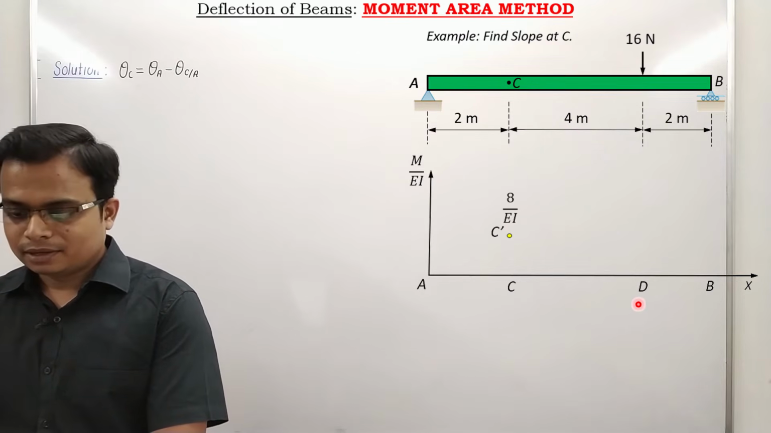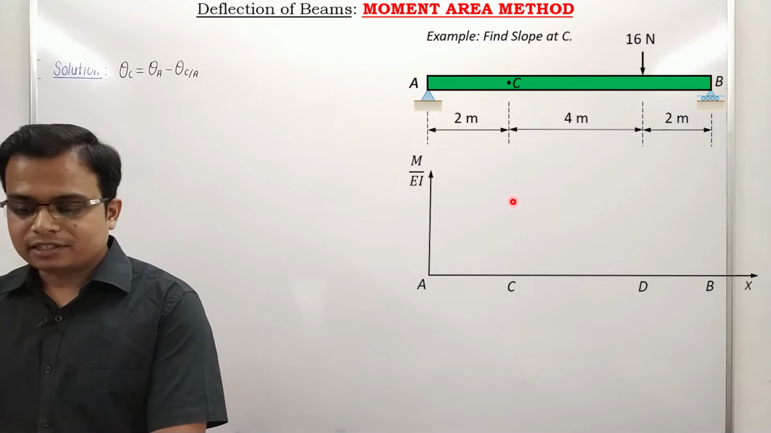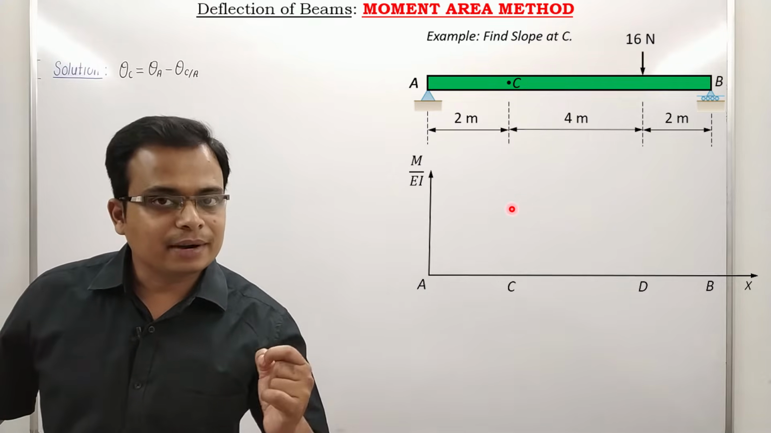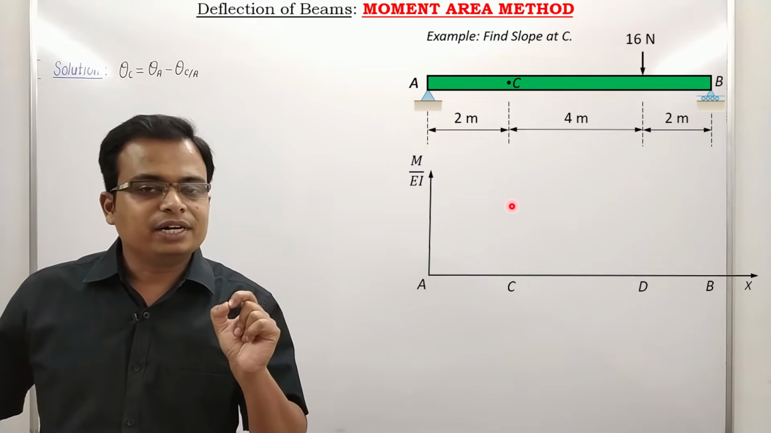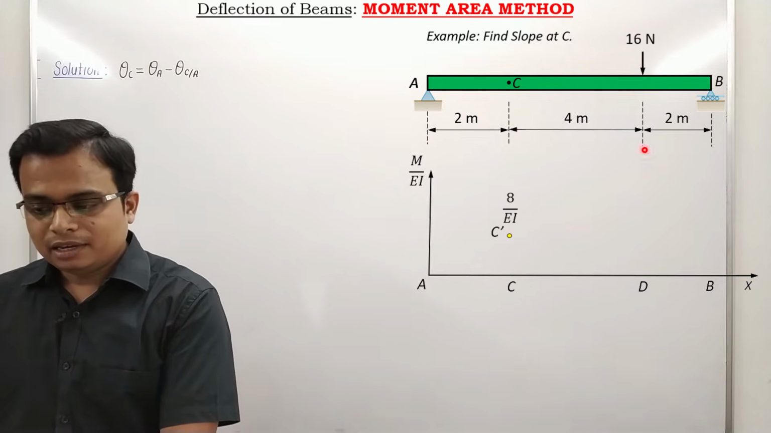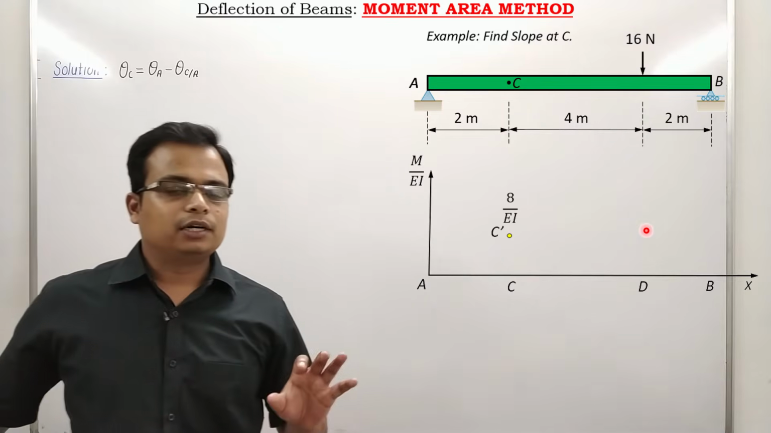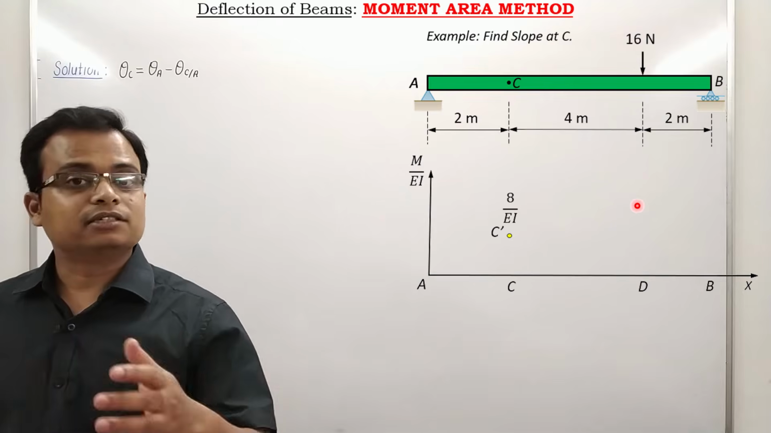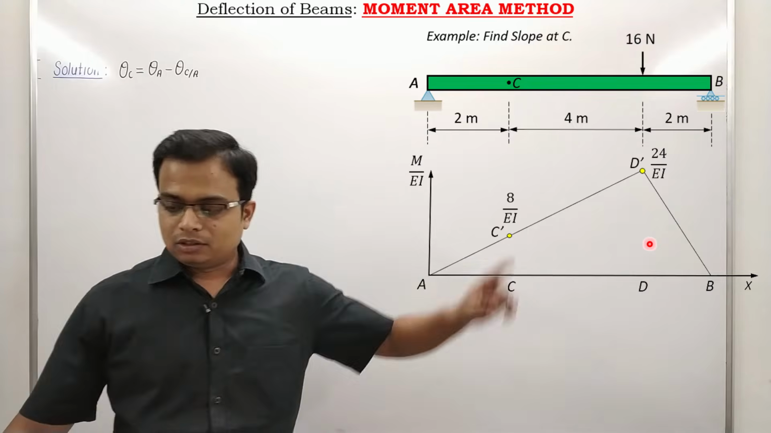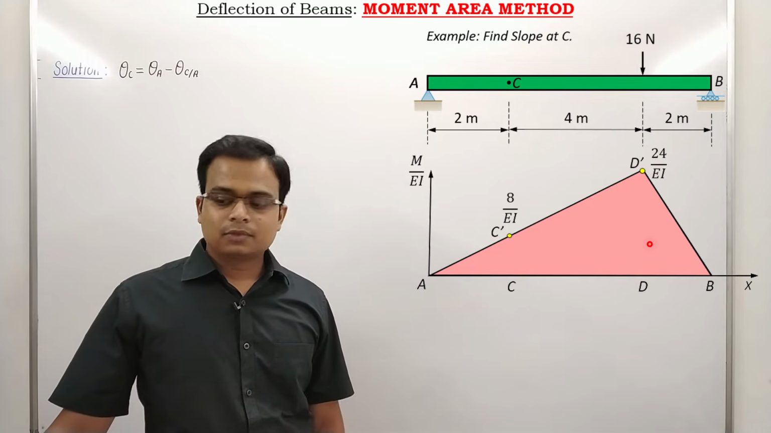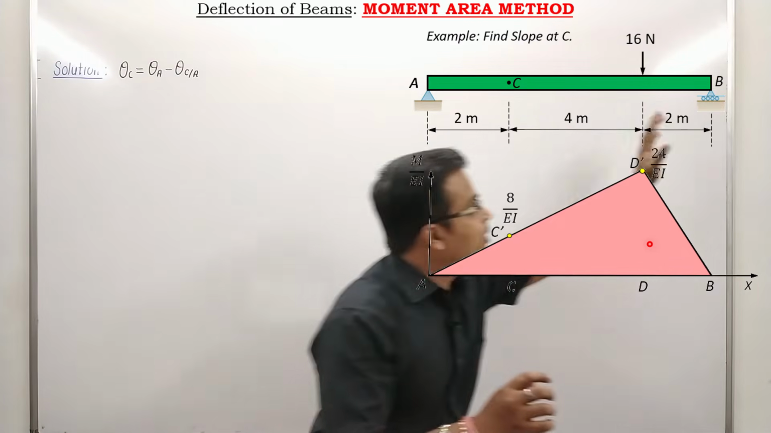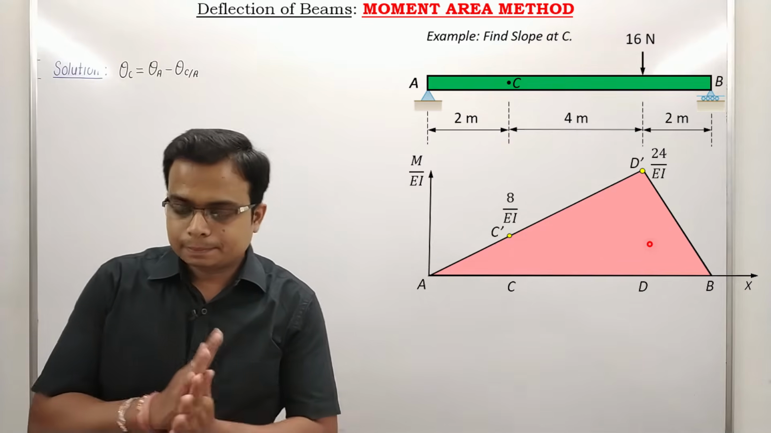Sorry. So the value of bending moment that we got at C was 8. Since this is not the bending moment diagram but the bending moment divided by EI diagram, all the bending moment values have to be divided by EI. 8 divided by EI will give you this corresponding value, right? Similarly, at point D, we got the value as 24. So 24 divided by EI. Let me show you. Join, join. And this is the area that represents the area under the M over EI diagram between point A and point B. Here it is. Now what to do?